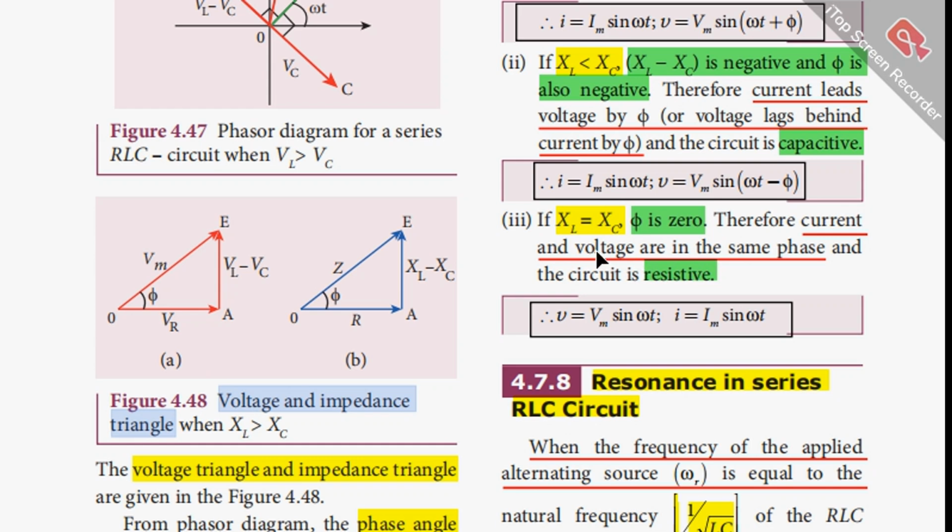And in the third case, if the values of XL and XC are equal, that means XL is equal to XC, then phi is 0. Therefore, the current and voltage are in the same phase with each other, and the circuit is said to be resistive. And the instantaneous values of voltage and current are given by these expressions: V equal to Vm sin omega t and I equal to Im sin omega t.